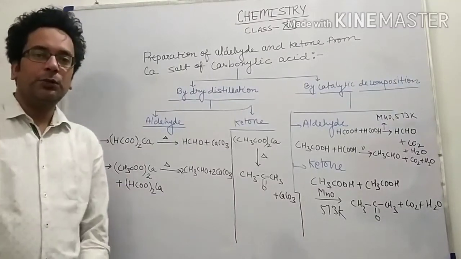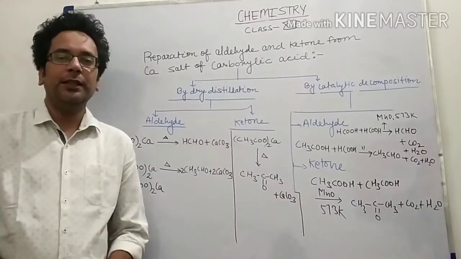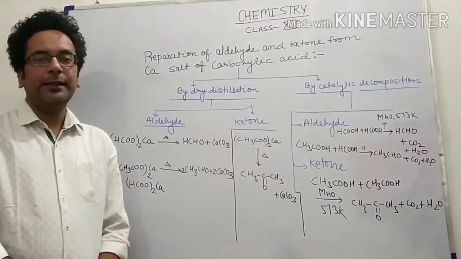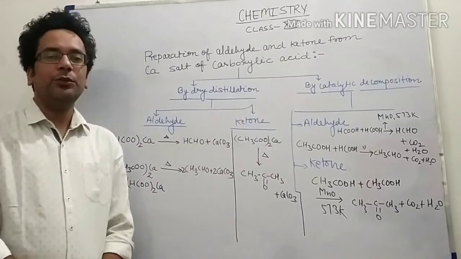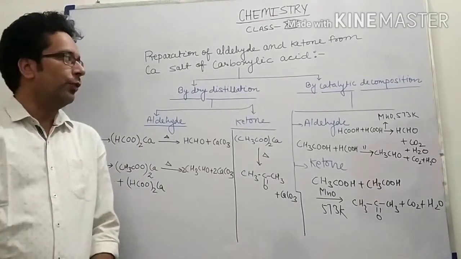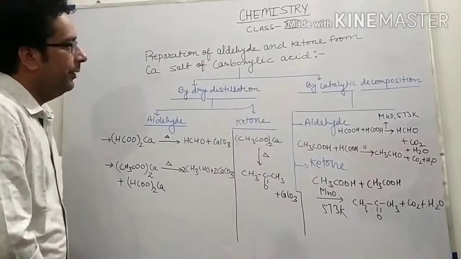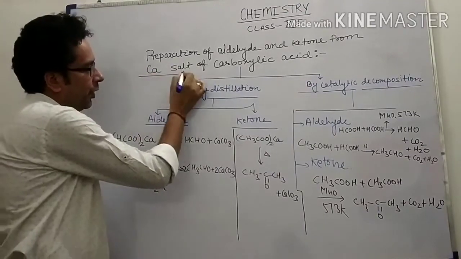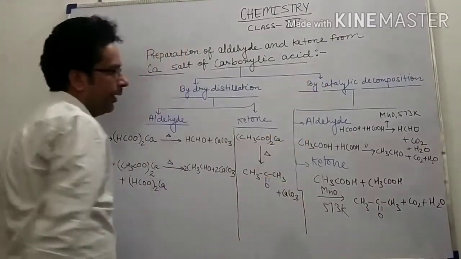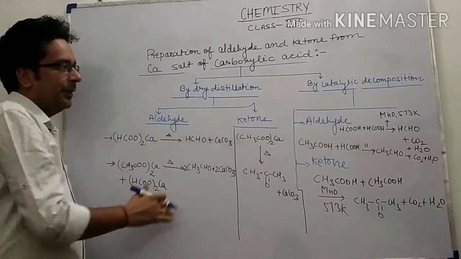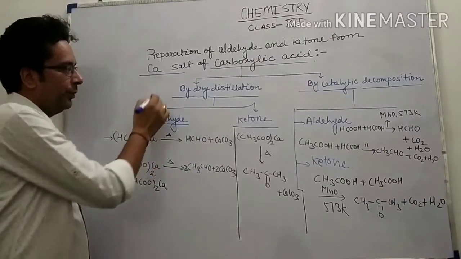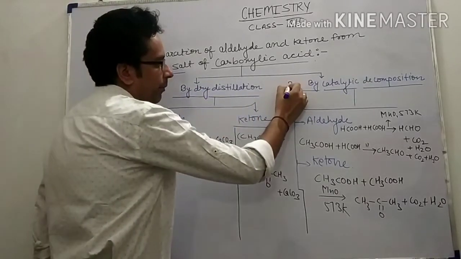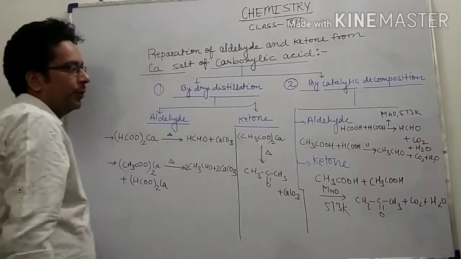Hello student, today I am going to discuss the last method of preparation of aldehyde and ketones from carboxylic acid, that is the calcium salt of carboxylic acid. So look here, preparation of aldehyde and ketone from calcium salt of carboxylic acid. Now this method of preparation is divided into two parts. First one is by dry distillation method and second one by catalytic decomposition.